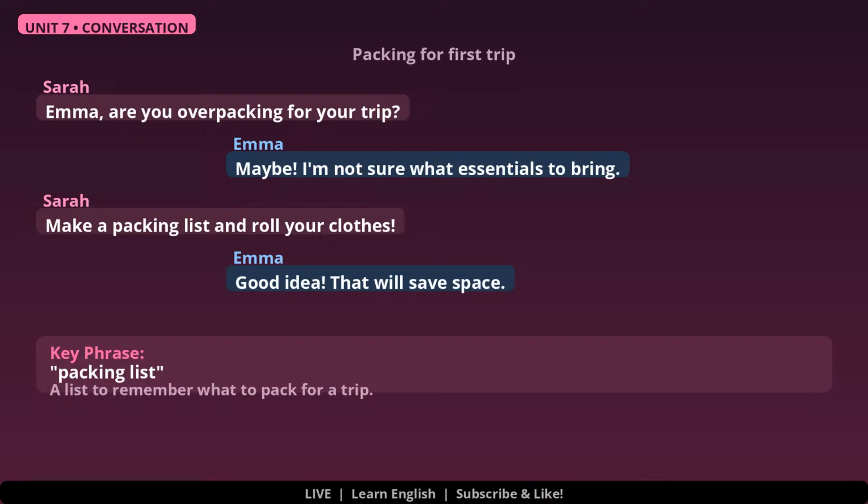Emma says, maybe. I'm not sure what essentials to bring. Sarah says, make a packing list and roll your clothes. Emma says, good idea. That will save space. The key phrase is packing list. It means a list to remember what to pack for a trip.